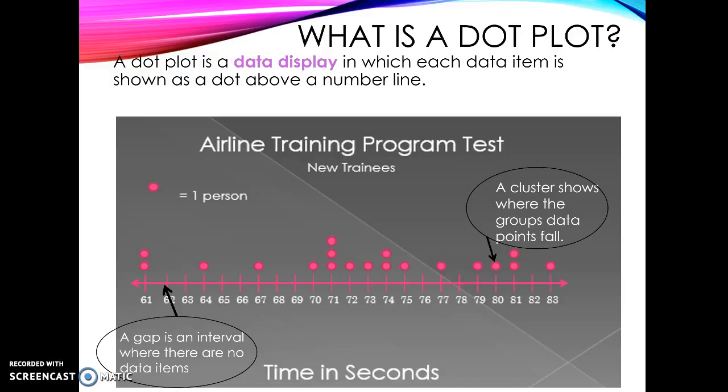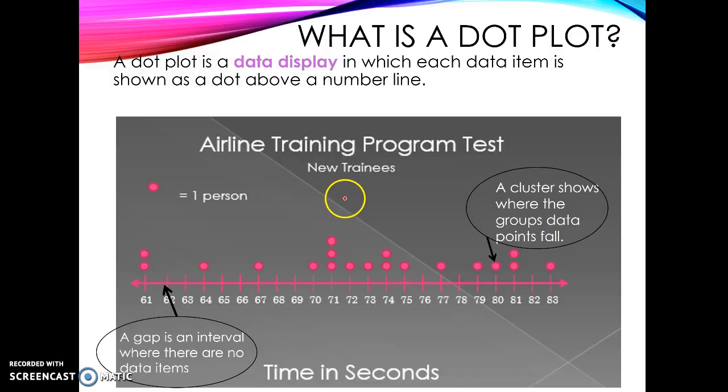Okay, so the first type of graph that we're going to look at is a dot plot. A dot plot is a data display in which each data item is shown as a dot above a number line. So this is an example of a dot plot, and you can see here that it has a key. One person is represented by each dot. Unless you see a key that tells you otherwise, we would assume that each dot represents one person, and it's showing the new trainees.